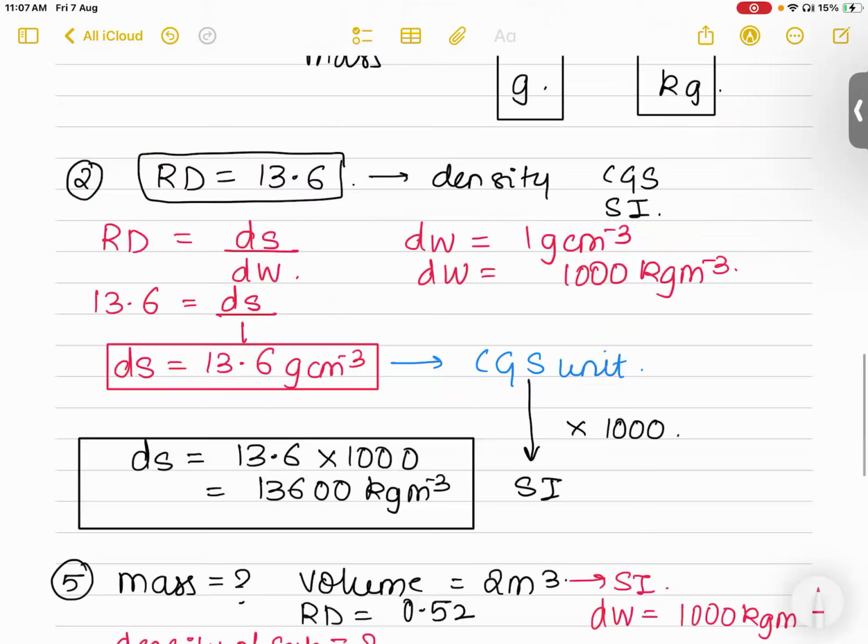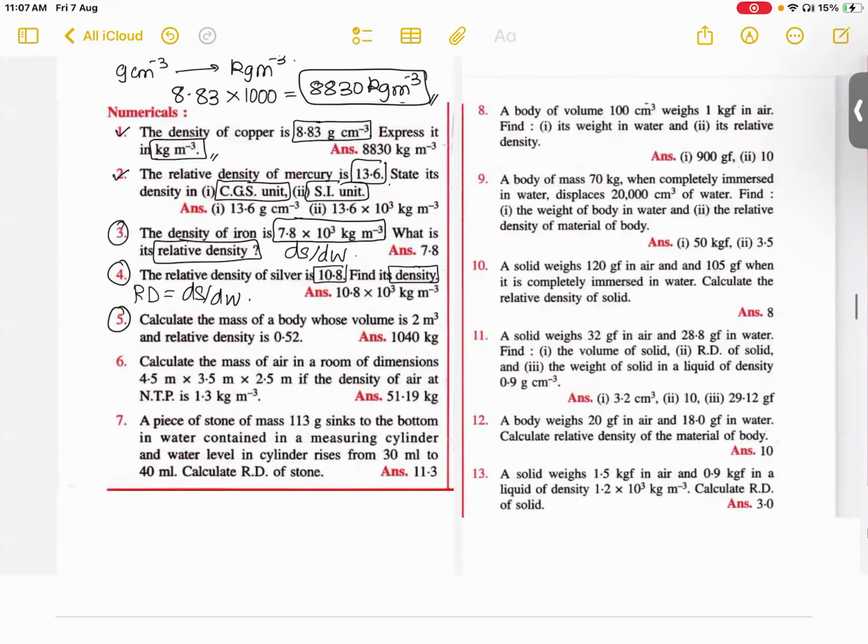After fifth, now comes sixth. Sixth one, I think you should try, guys. It's simple. I'm just giving you a hint. Calculate the mass of air. Okay. Dimensions are given. That means this is volume given to us. Density of air is also given to us, students. We will use the formula density is mass upon volume. Cross multiply, you get your answer.